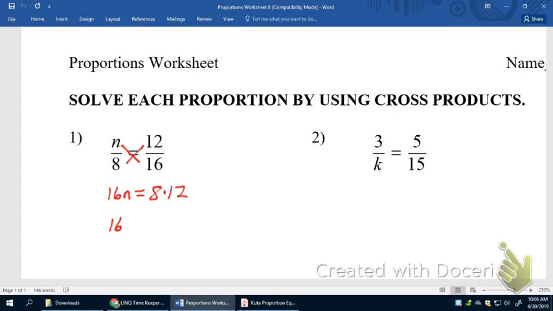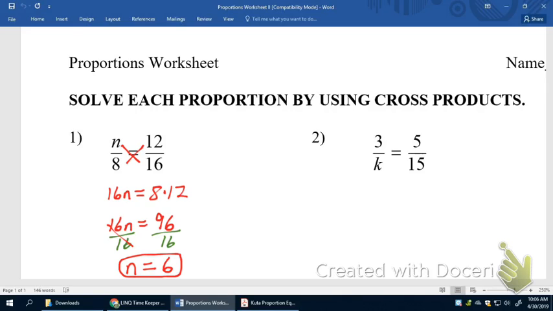So then I would have 16n is equal to 8 times 12, which is 96. Next step would be to divide by the 16 on both sides. So we are going to end up with a nice answer here. The 16s will cancel there, so we have n on the left side equals 96 divided by 16, which ends up being 6. So this one's actually very straightforward.